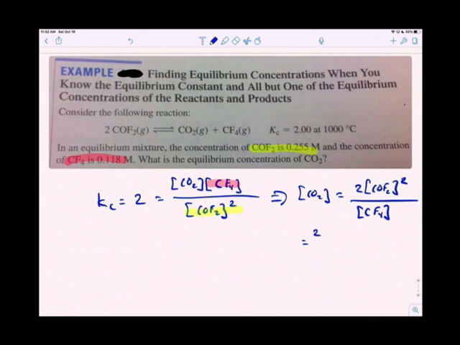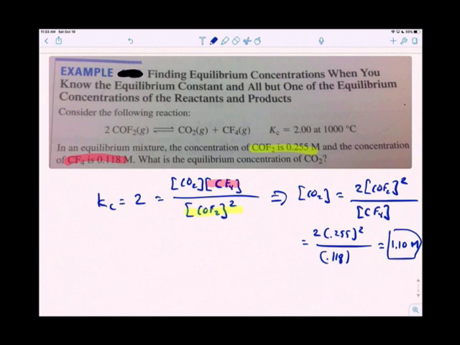So this is 2 times 0.255 squared all over 0.118, just like that. And putting them in your handy dandy calculator, you get 1.10 molar as your answer. Now when you attack these problems, maybe I can move that decimal point up a little bit so it looks a little better. So when you attack these problems, you've got to use math logic.